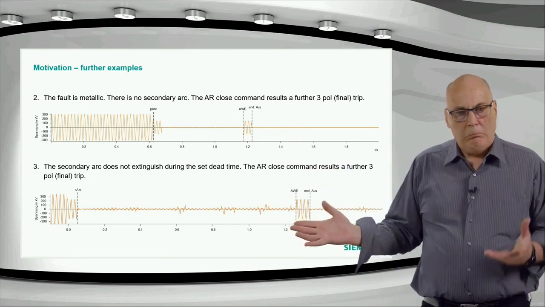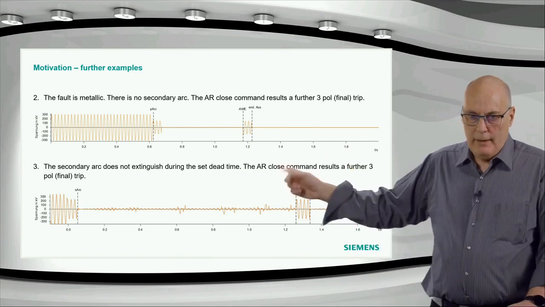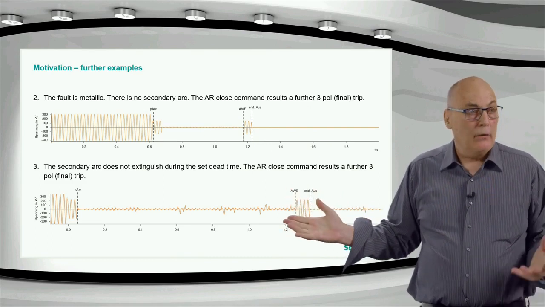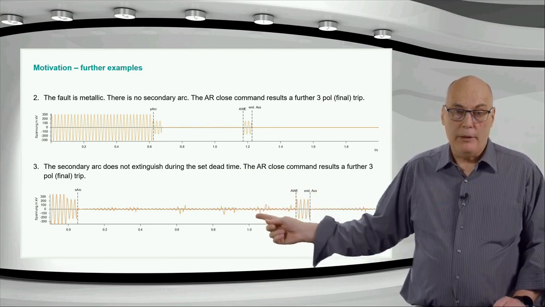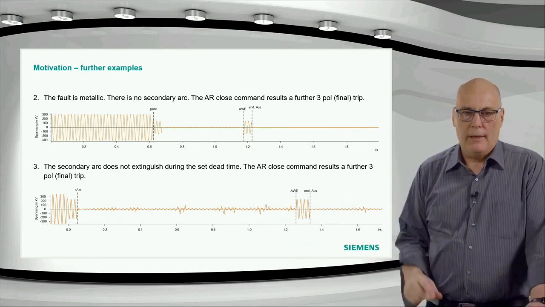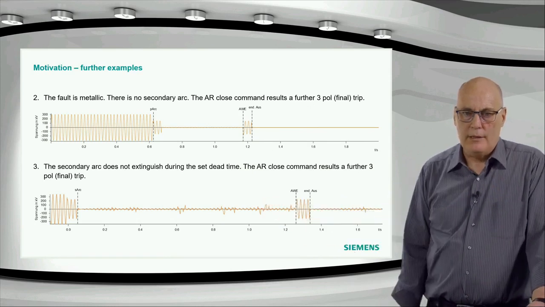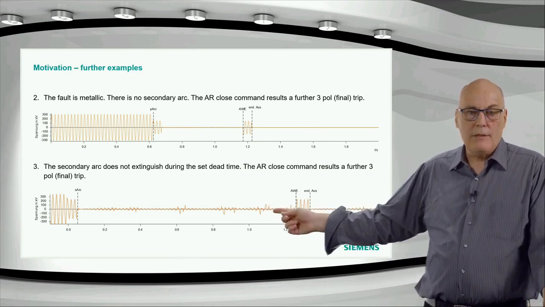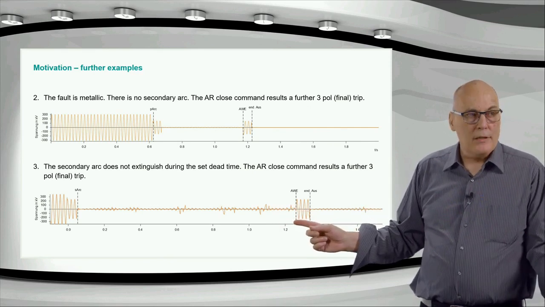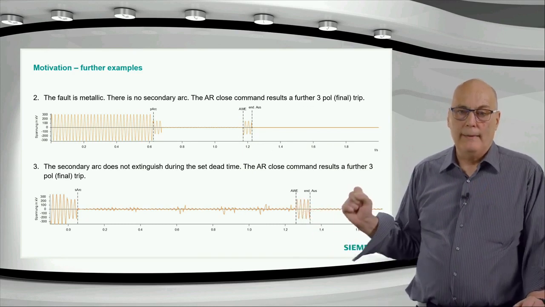And the third one, maybe not that common. What happened in the third case over here, again a fault, but in this case, maybe it's a very long line or whatever. The secondary arc did not disappear. You can see this funny waveform here. It's got a lot of harmonics and spikes, and that is the characteristic waveform of the voltage during a secondary arc. It stays on. That means the arc is not gone. So when we reclose after the dead time, the arc is still there, the fault is still there, and there will be a switch on to fault, and you have to trip again.